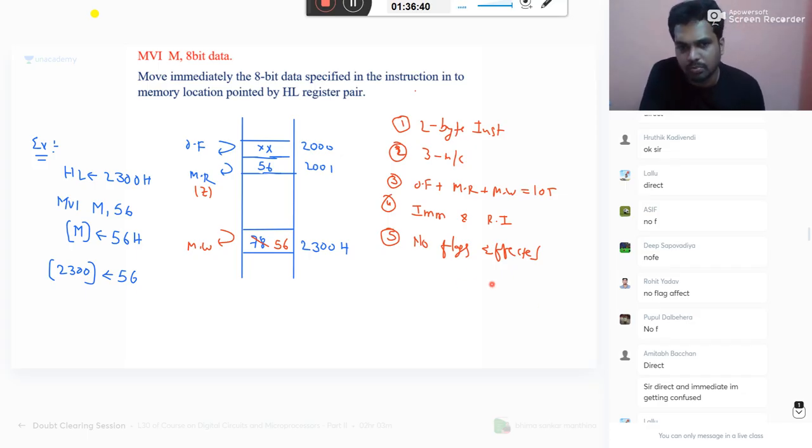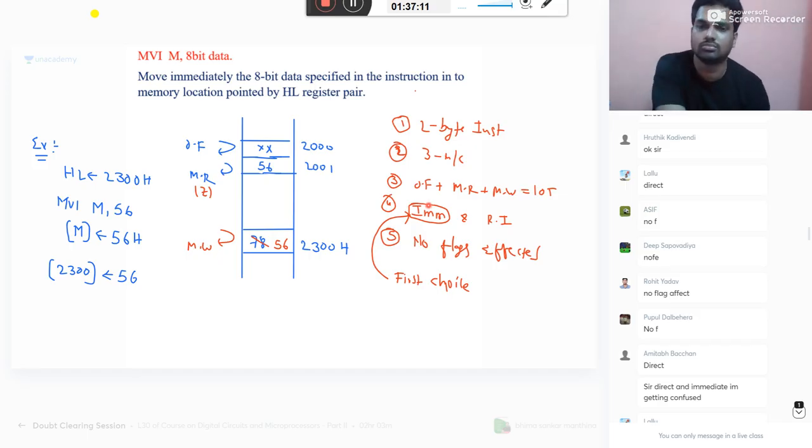So if the examiner gives you both the options, which one is to be chosen? Keep it as the first choice according to the examiner, because even if you understand the subject, you should satisfy the examiner also. Why 2 bytes? 1 byte for data, 1 byte for opcode. Because it is immediately loading, you take immediate as the first choice. But technically both are correct. So let me move to the next one.